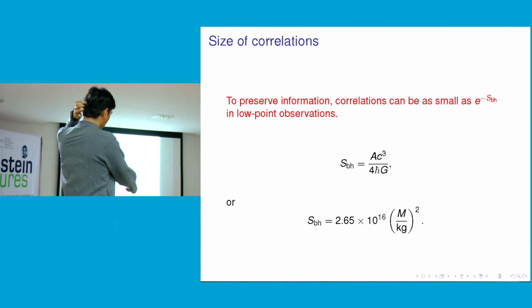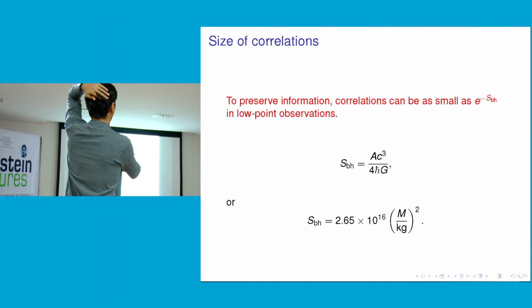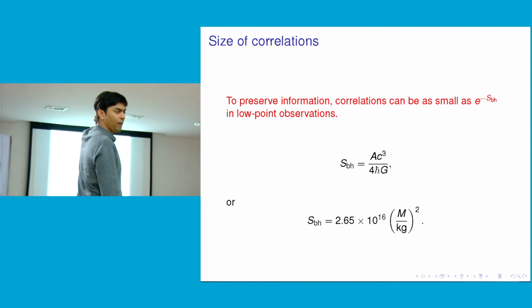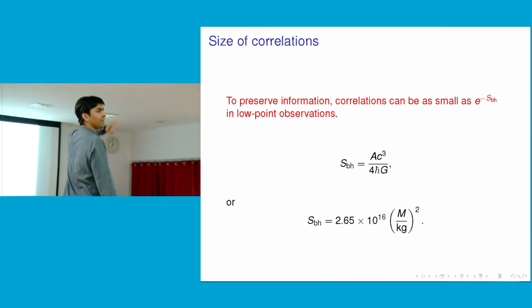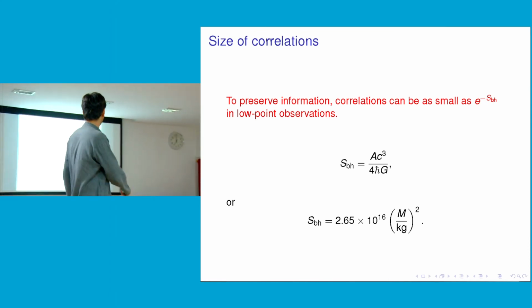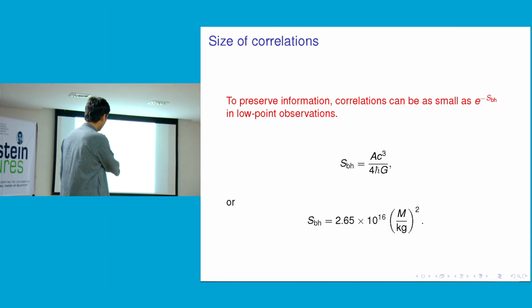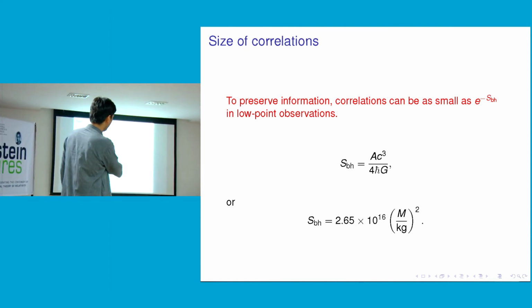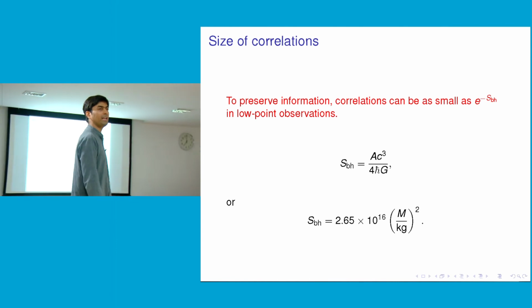In fact, it turns out these correlations can be suppressed by the entropy of the black hole. So remember, I said the black hole has a temperature. Just like it has a temperature, it has an entropy. If you forget about the Boltzmann constant, the entropy is just a number, and that number is this. It's 10^16 times the mass of the black hole in kg, squared.